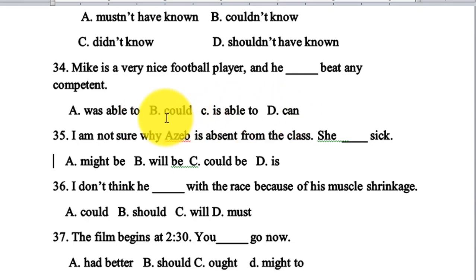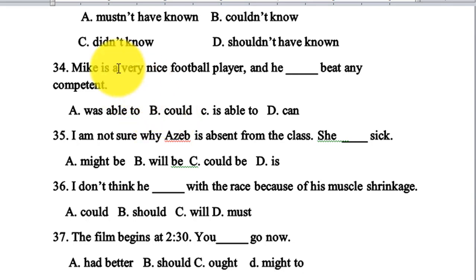Both modal verbs are ability verbs. Yeah, ability verbs. Can you guess it please? Interesting. If you answer B, you are right.